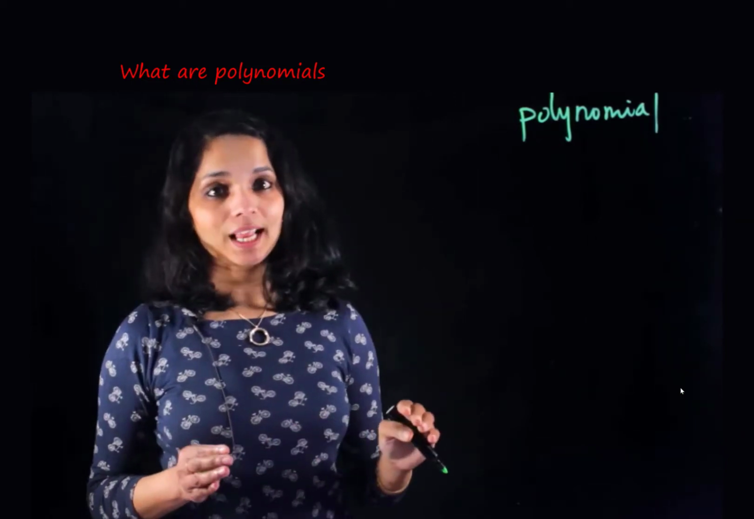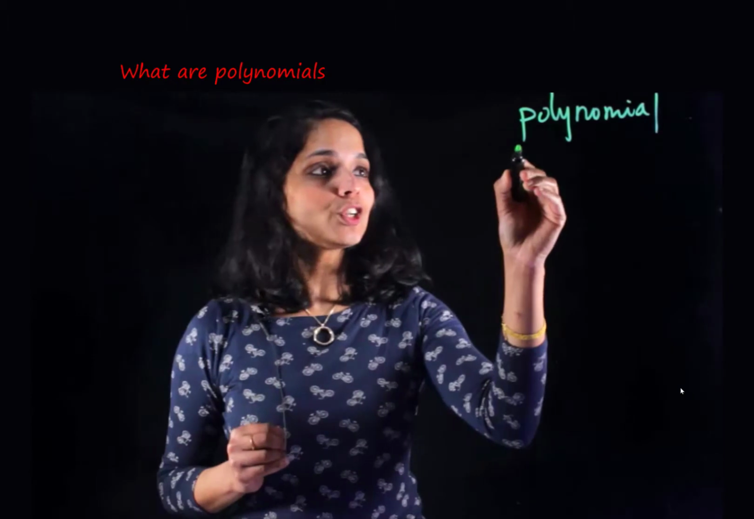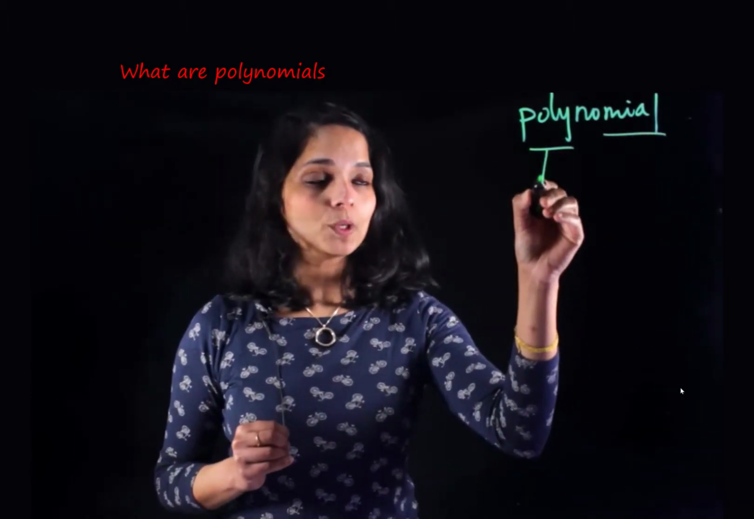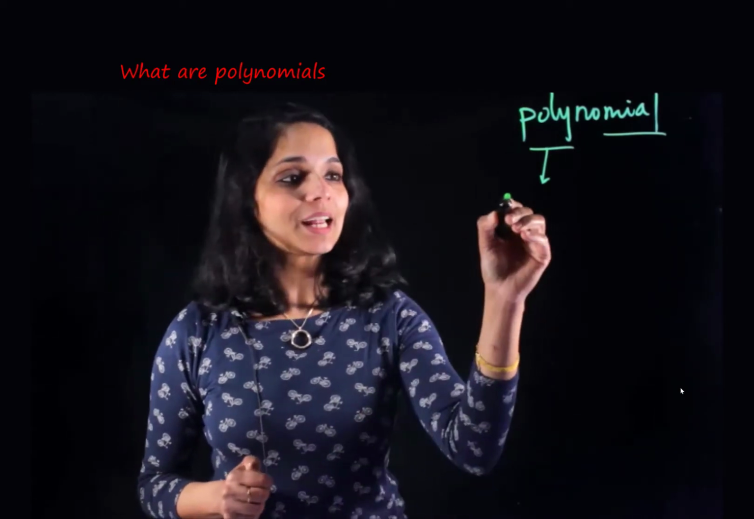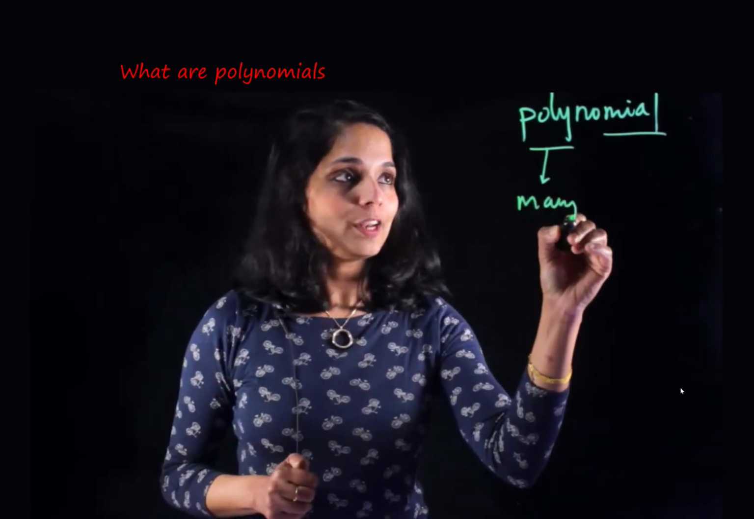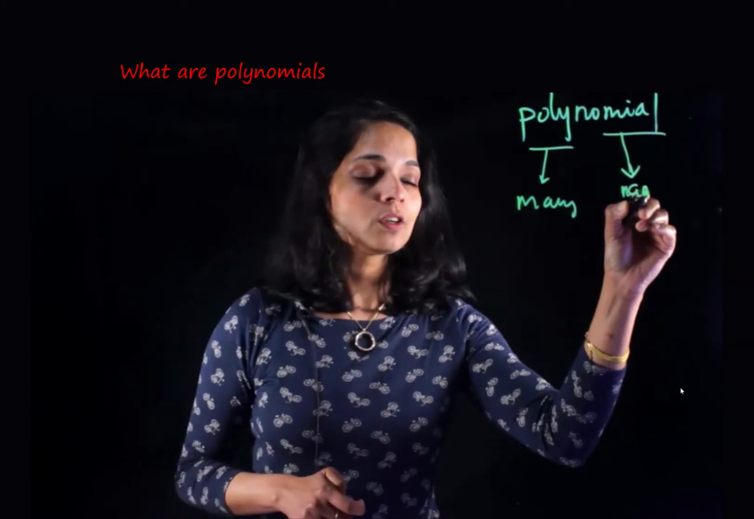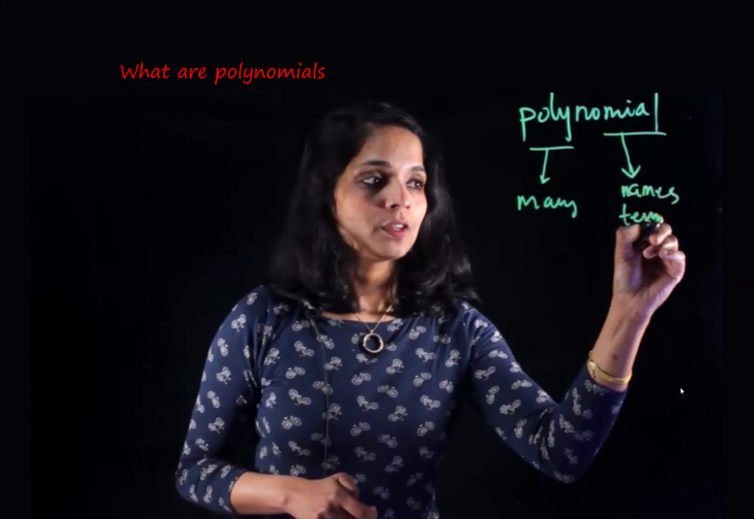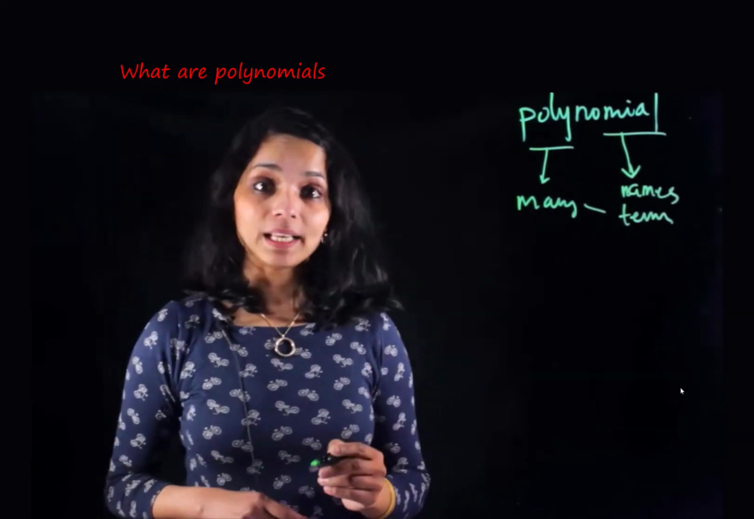Let's learn about some of the language that we use in polynomials in this video. The first thing, the name polynomial comes from two words, poly and nomial. Poly comes from a Greek word that means many, and nomial is a Latin word that means names or terms. So polynomial simply means a mathematical expression having many terms.